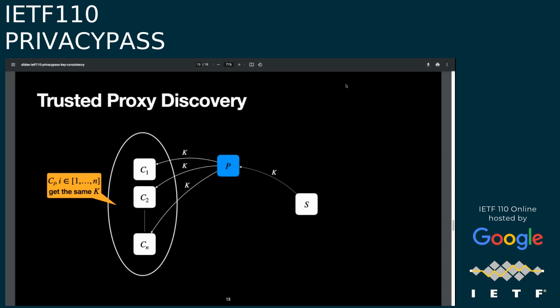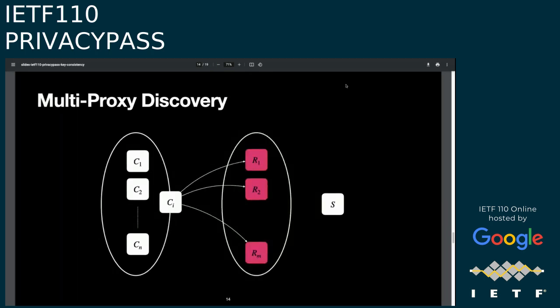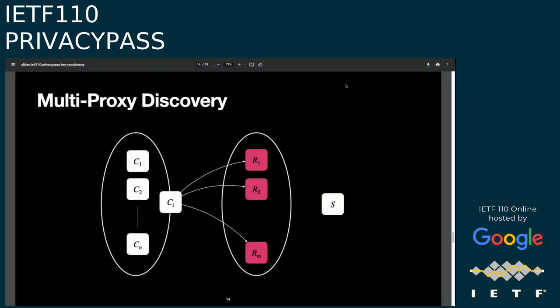In the multi-proxy case, there's no Good Samaritan trusted proxy acting on behalf of all clients. Maybe there are multiple less trusted proxies or relays in this particular case, R1 to RM, that a client can connect to.